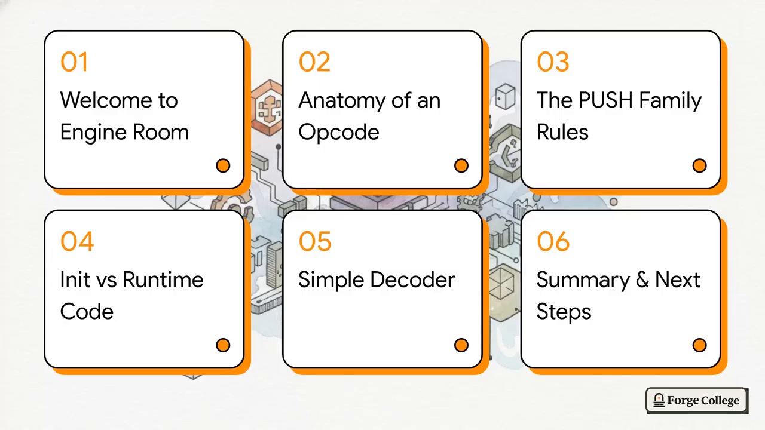So here is our blueprint for today. First, welcome to the engine room. Then, anatomy of an opcode. Next up, the push family rules, followed by init versus runtime code. Then we'll get into building a simple decoder. And finally, our summary and next steps.